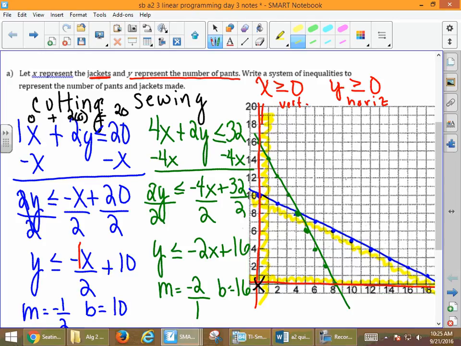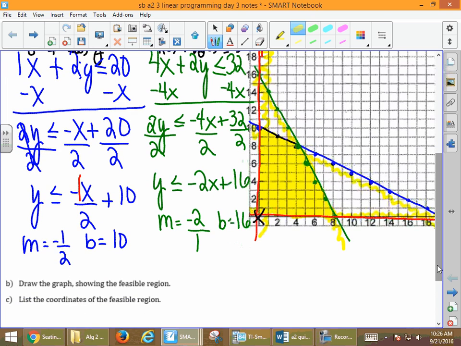So the next part is, let's do the same thing with the green line. 4 times 0 plus 2 times 0. And the question is, is that less than or equal to 32? And it is as well. So we're going to shade on the side of the green line where the x is, which is kind of to the left. And as we take a closer look at our picture, we're going to see our feasible region. Just here.